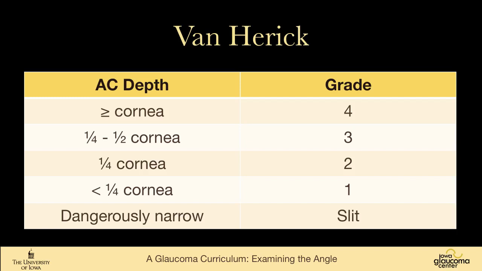So the Van Herick was really important back when there was no indirect gonioscopy. The only kind of gonioscopy was direct. But now that it's so easy to perform gonioscopy, there's not really a role for the Van Herick as a means of measuring anterior chamber depth. But it is a really good adjunct to use, and I find myself doing the Van Herick test every time I sit and look at a slit lamp exam.